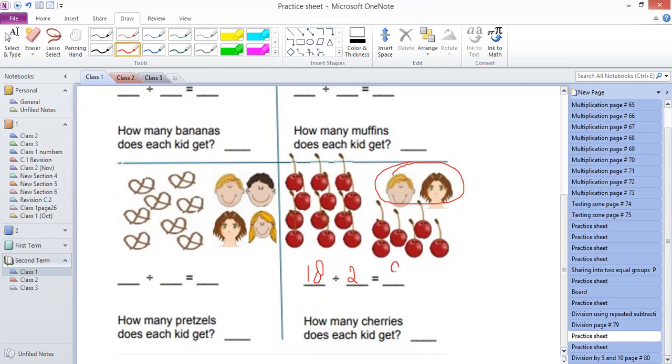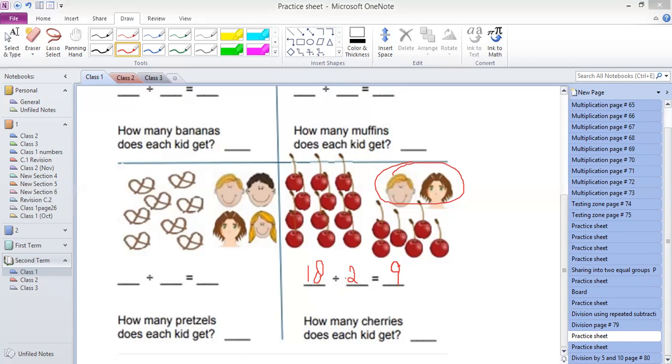If you divide 18 by 2, how many will each kid get? Equal 9. Are you sure? Yes. How do you know? 9 multiplied by 2 equals 18. You use the table? Yes. Very good. 2 by 9 is 18. So he used the table, guys. 18 divided by 2 equals 9.